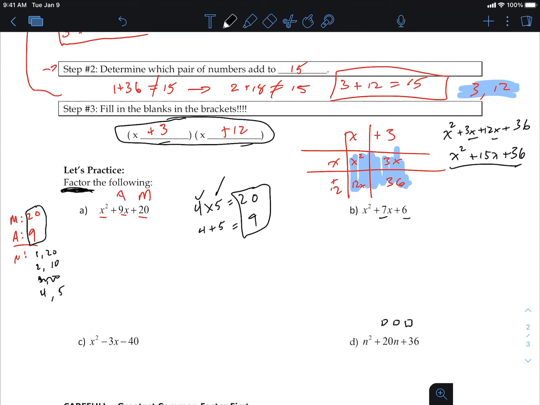Then step 3 is the easy part, from above. Just fill in the blanks in the brackets. All you have to do is take the two numbers that worked, in this case positive 4 and positive 5, and you write whatever variable you're working with in front of those two numbers. X plus 4, x plus 5. Done.